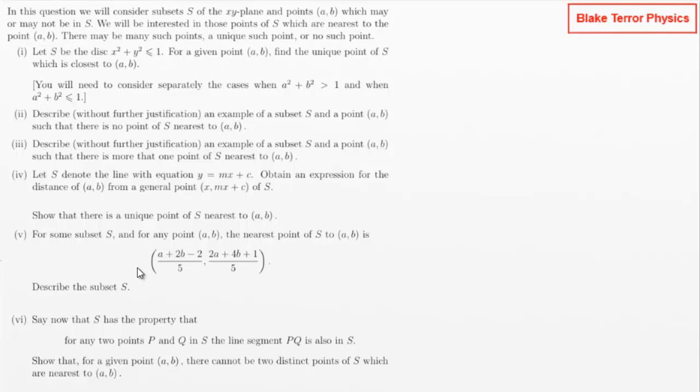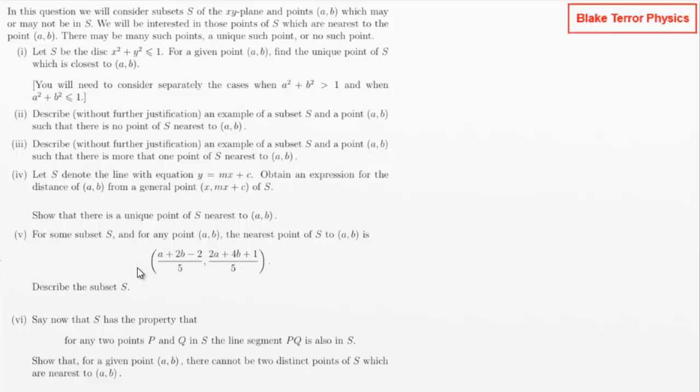Hello, this is question 4 from the 2019 MAT. In this question, we will consider subsets S of the xy plane and points A, B, which may or may not be in S. We'll be interested in those points of S which are nearest to the point A, B. There may be many such points, a unique such point, or no such point. That's an interesting idea.